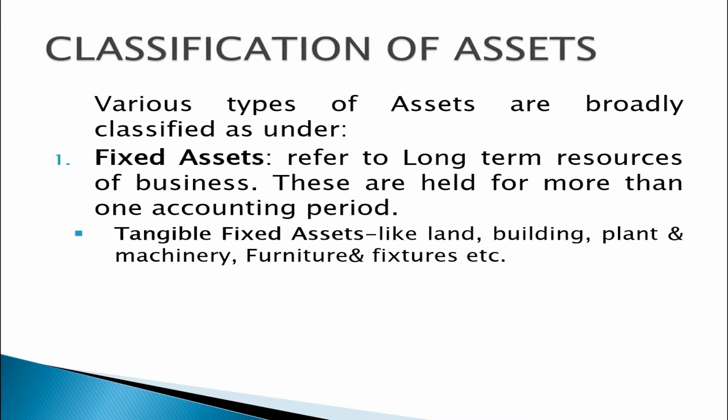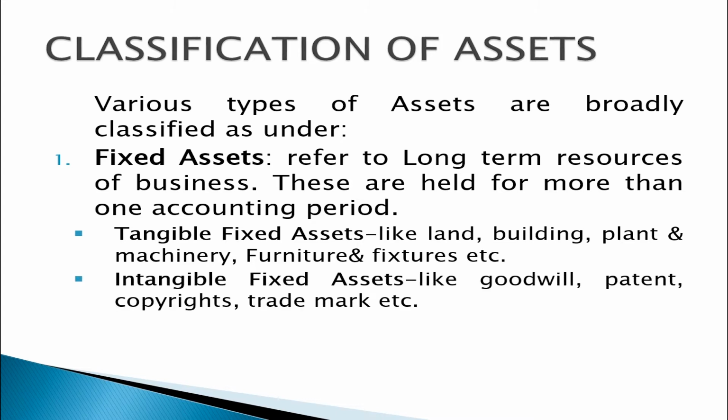Tangible fixed assets are land, building, plant and machinery, furniture and fixtures, etc. That is, these are the assets which can be touched or seen. Next one is intangible assets like goodwill, patent, copyrights, trademarks, etc. Now, these are invisible in nature.